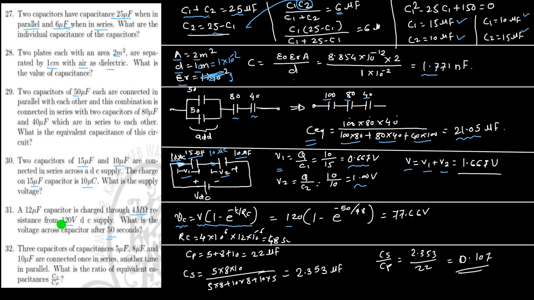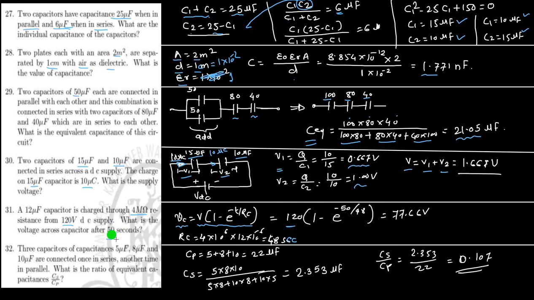R is 4 mega ohm and C is 12 microfarad. So 4 into 10 raised to 6 into 12 into 10 raised to minus 6, it gives you 48 seconds. So the value of RC, that is the time constant, is 48 seconds. So it is 120 times 1 minus e raised to minus 50.